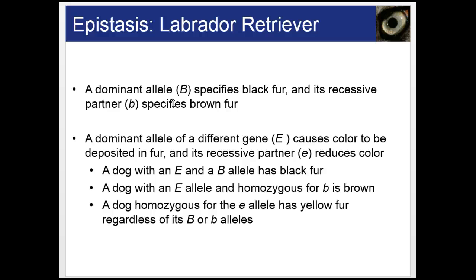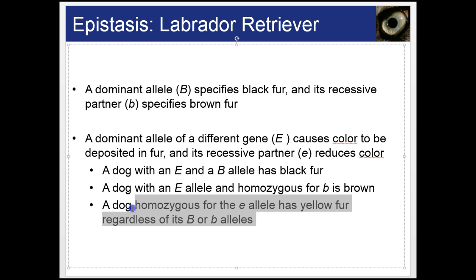Oh, excuse me. A dog with the big E and homozygous for little b is brown. I take that back. The brown is still laid down because the big E allele exists. So going to the one I was thinking of here, I got these mixed up.